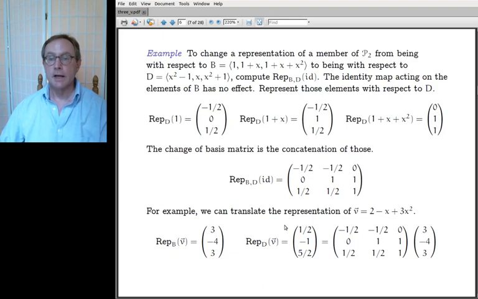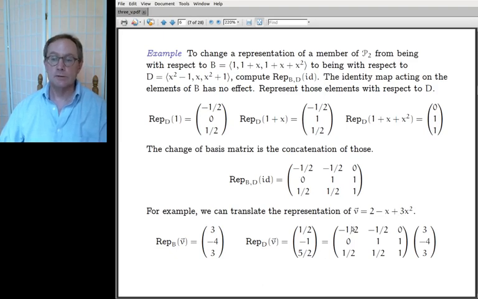And of course, I did an example. Suppose that you have a vector that is 2 minus x plus 3x squared. You can calculate here that the representation of that vector with respect to B is this. And you can calculate that the representation of that vector with respect to D is this. It's of course very easy to go from the representation to the vector. You just take 3 times the first, minus 4 times the second, plus 3 times the third, and just check. Likewise 1/2 times the first, 1 minus 1 times the second, and 5/2 times the third, and just check that it works out to be 2 minus x plus 3x squared.